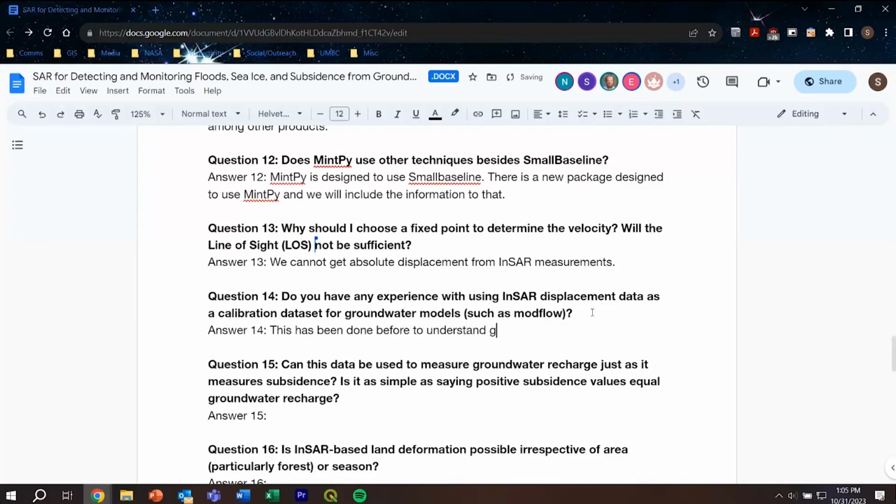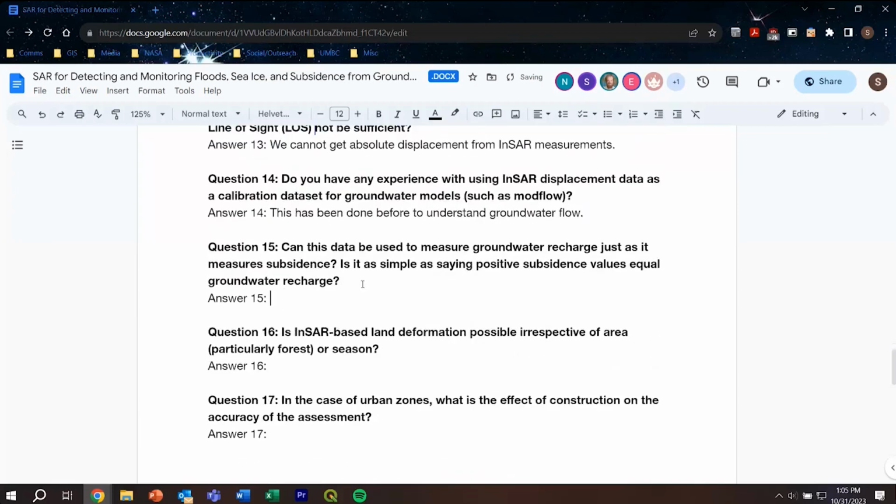Okay, so moving on then to the next question. Number 15, can this data be used to measure groundwater recharge just as it measures subsidence? Is it as simple as saying positive subsidence values equal groundwater recharge? Yes, that is true, that when the groundwater is recharged, then the surface moves up. You might call that uplift of the ground surface instead of subsidence. And that is an indication of a recharge of the aquifers.